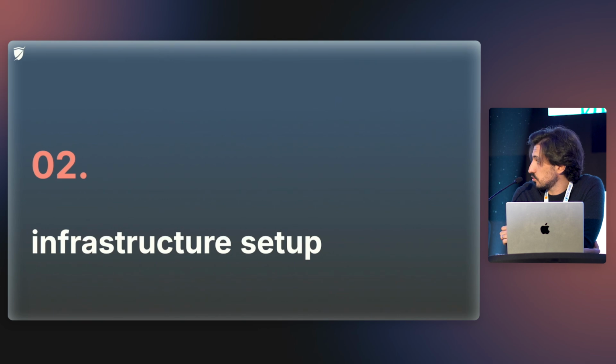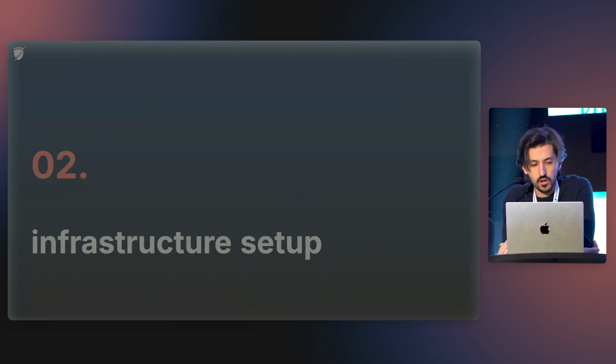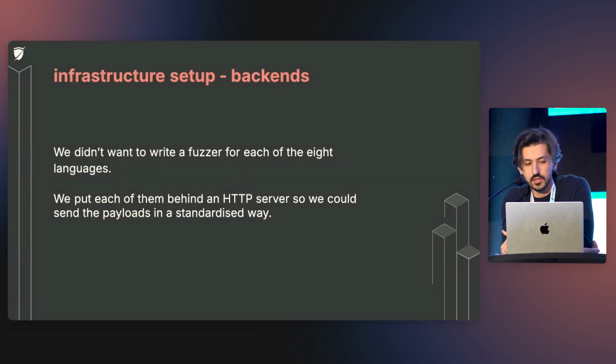After we decided what we wanted to do, we moved on with setting up the infrastructure. This had two parts, the sanitizer and the fuzzer. We'll start with the sanitizer. Since we didn't want to write a fuzzer for each of the 8 languages, we decided to put each of them behind an HTTP server so we could send the payloads in a standardized way.